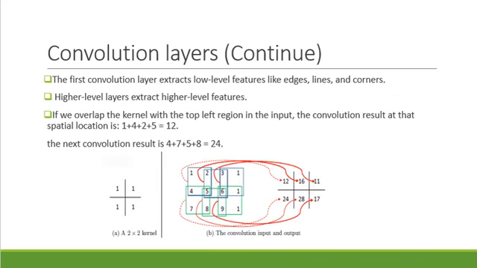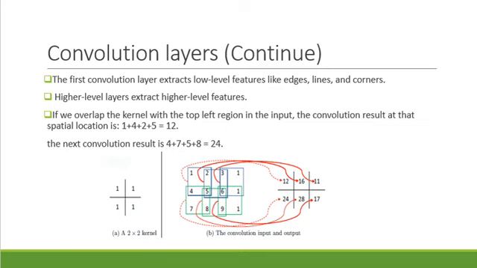This is the convolution. So what is convolution? Again, we see that the convolutional layer extracts low-level features like edges, lines, corners. The high-level convolution layers will be used to extract the high-level features. Okay, so in convolution what we do is we have a kernel and we have the input image, so we convolve the kernel with the input image.